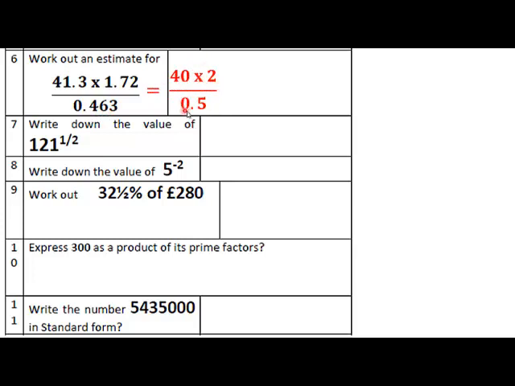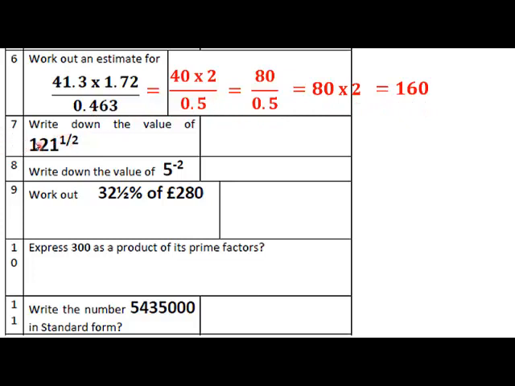40 times 2 over 0.5. 40 times 2 is 80. 80 over 0.5. Dividing by 0.5 is the same as timesing by 2. And 80 times 2 is 160. Okay, take your time with this. Show all your workings as you go through.